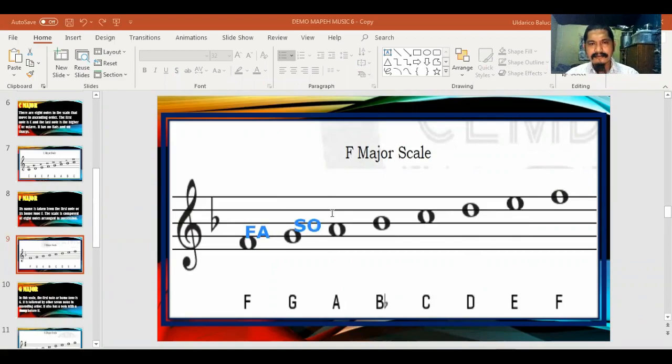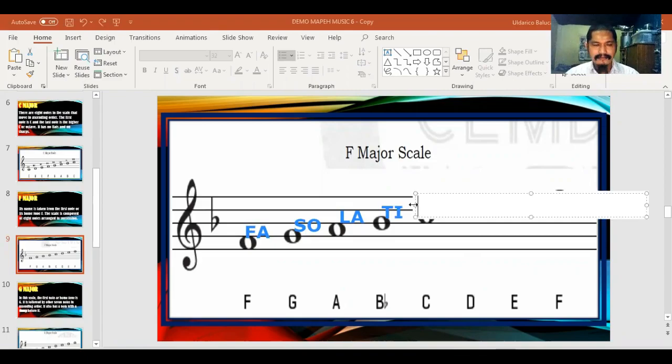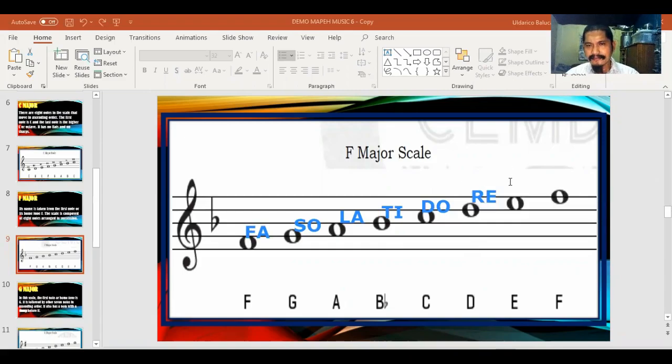So, la, ti, do, re, mi, and fa. So magsisimula sa fa at magtatapos sa fa. So yun. Yan yung F major.